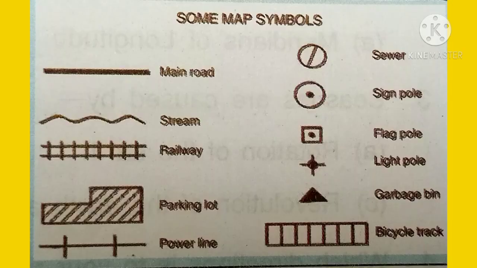Here are few examples of map symbols. To mark main road, we use dark black line. To mark stream, we use a curved line. To mark railway track, we use cross lines. And for flagpole, it is a small square with a dot.